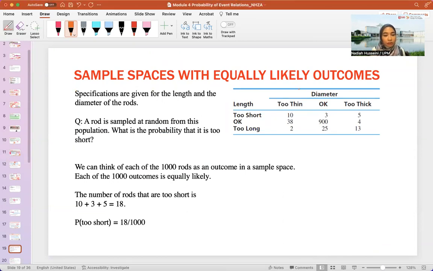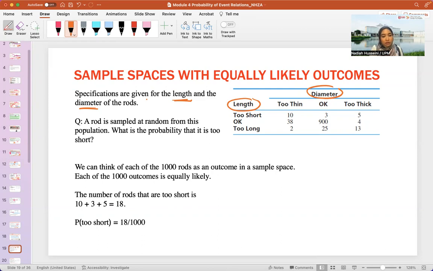Okay, so this is an example. I hope everyone can focus. Sample spaces with equally likely outcomes. Again, specifications are given for the length and the diameter of rods. We're talking about rods here. The table gives you length and also diameter. So you can see over here, the length can be too short, okay, it can be good, and it can be too long. And for these lengths, the diameter can be too thin, it can be okay or good, and it can be also too thick.